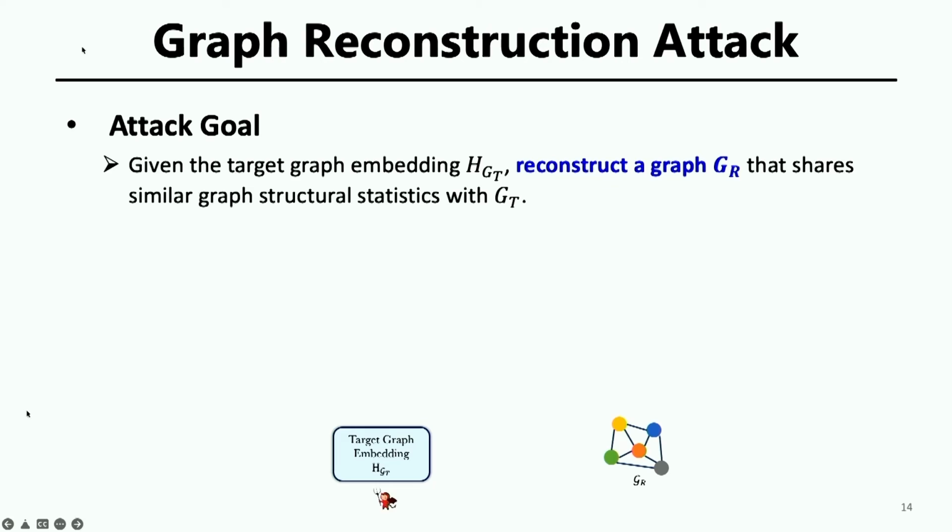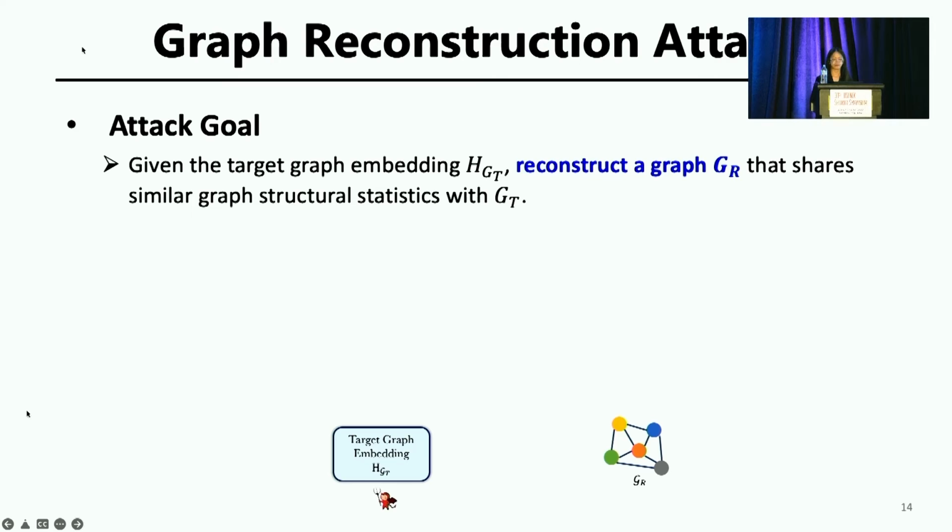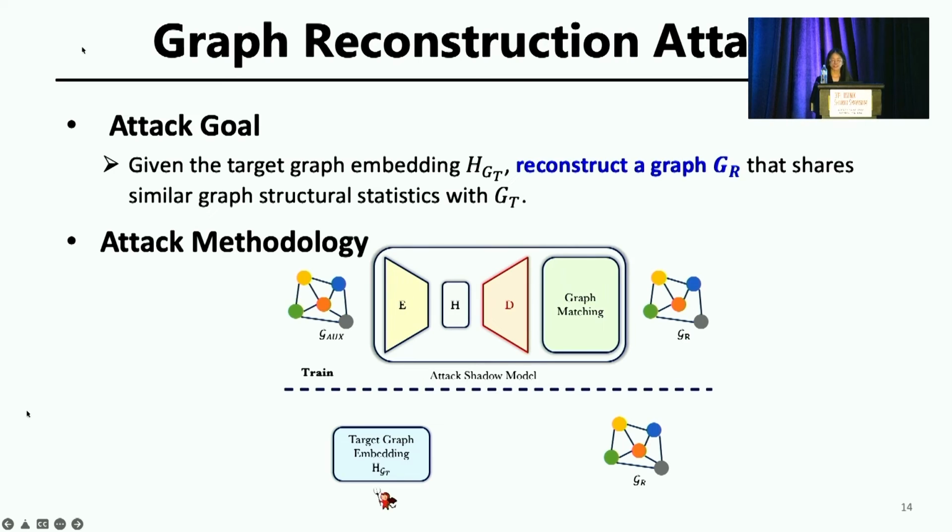Okay, here is the third attack, the graph reconstruction attack. The objective is that given the tagged graph embedding, reconstruct a graph that shares similar graph structure statistics with the tagged graph. And we use a graph autoencoder to serve as the attack model. Different from the traditional autoencoder in the image domain, the graph autoencoder here has an additional graph matching component.